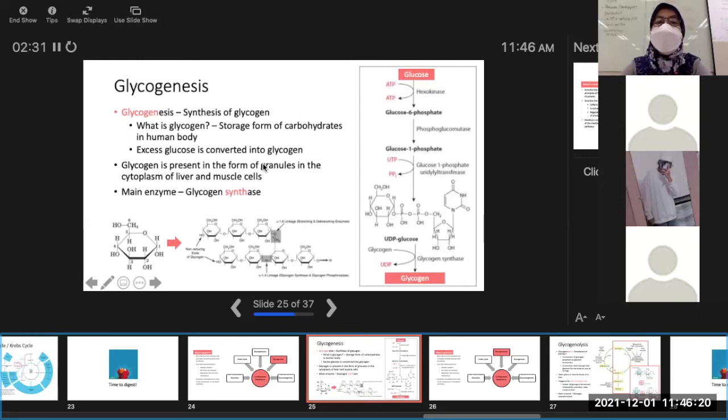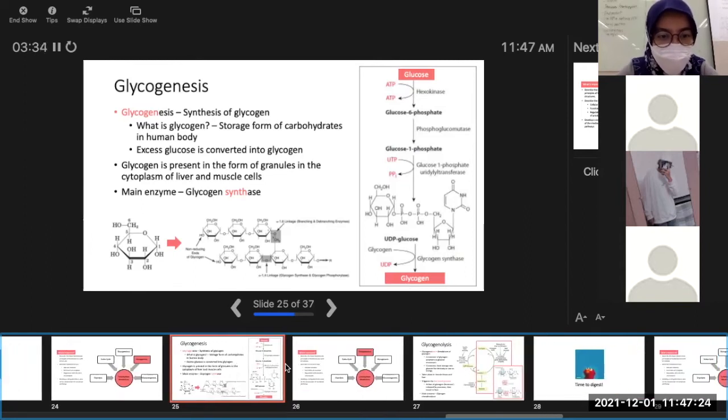So when do you think glycogenesis will take place? When will our body break down the storage? After meal? Yes. Sorry, I have to rephrase my question. Your answer is correct, but my question was wrong. When will our body produce glycogen? After a meal. After we have eaten, some part of the glucose is utilized for energy production, and the excess will be converted into glycogen. That is when synthesis of glycogen takes place. The main enzyme is simple: glycogen synthase, because it synthesizes glycogen. From glucose it turns into glycogen.